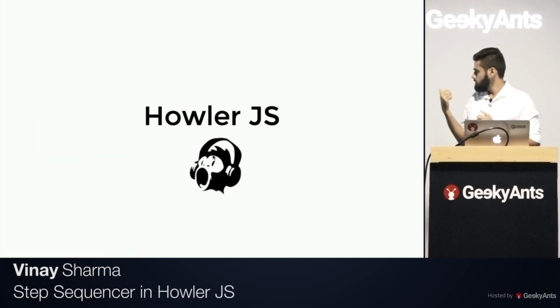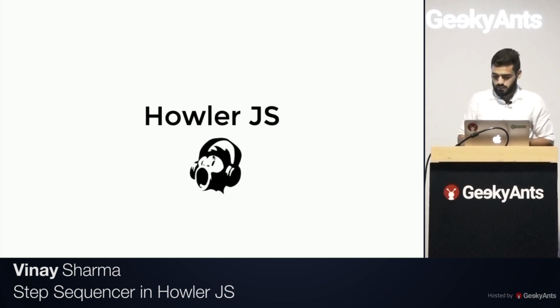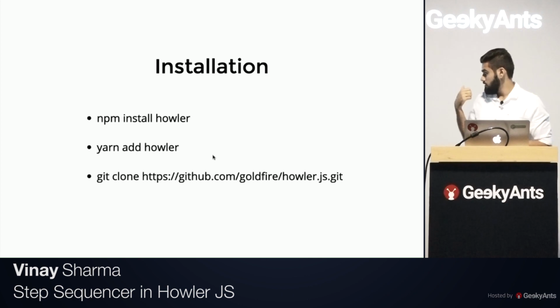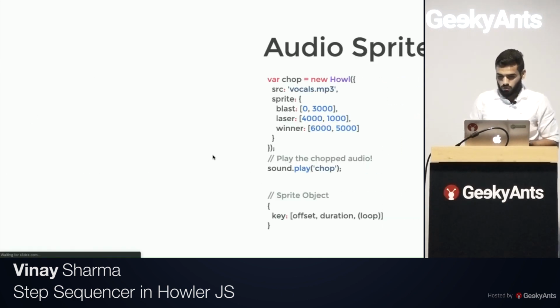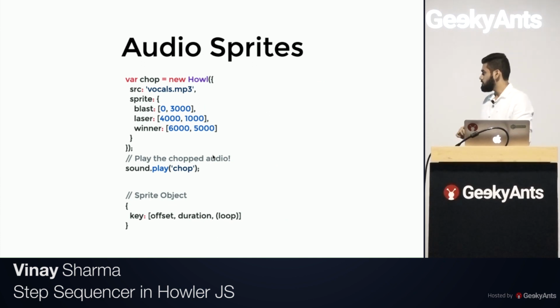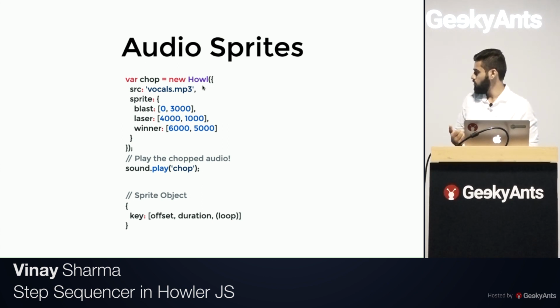So this is the audio library that I've used in my project. It's known by the name of Howler.js, and you can install it via npm, yarn, or cloning the repository. Now, across this, I've come across a really interesting function which is known as audio sprite. So what does it really do? First of all, we can see over here that it's returning a Howl object in which we specify the source of the file that we want to play.